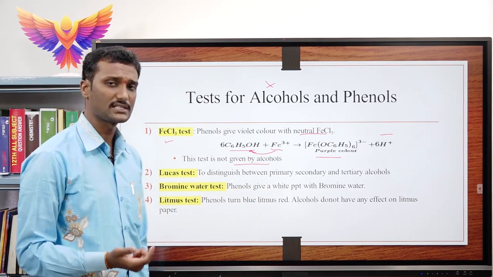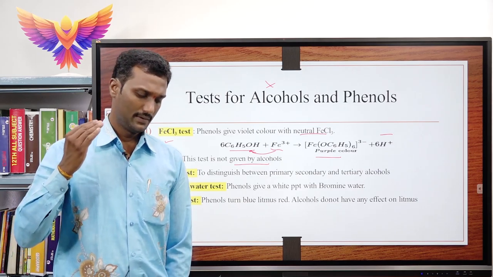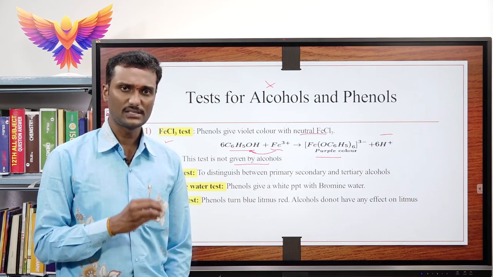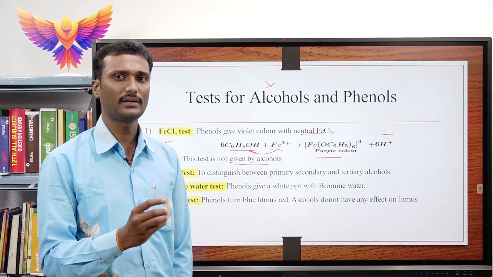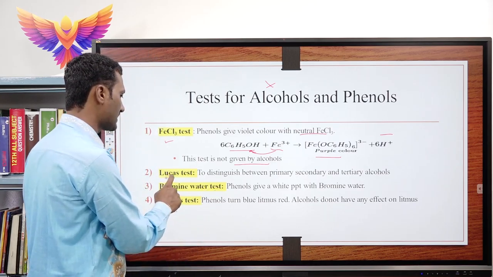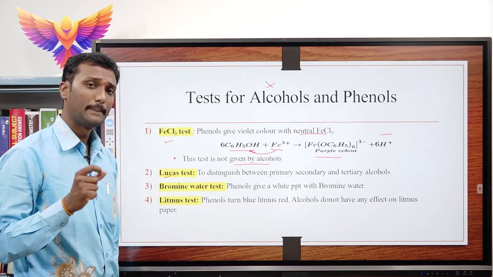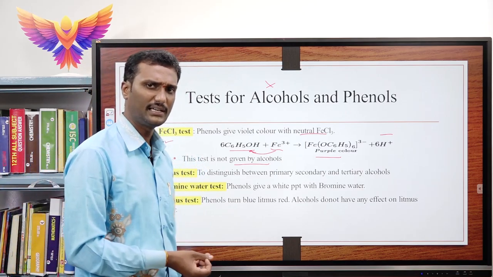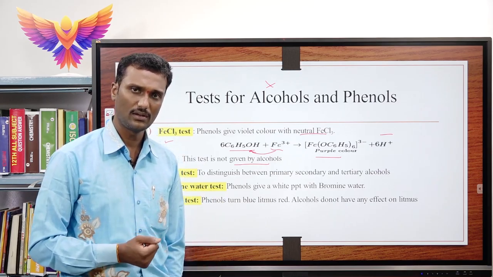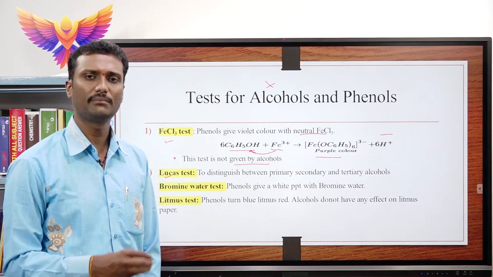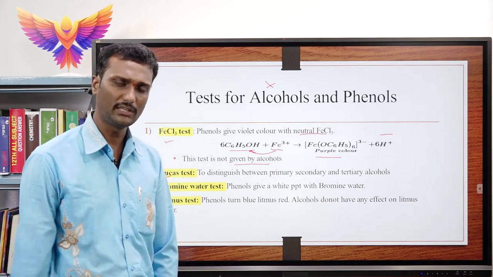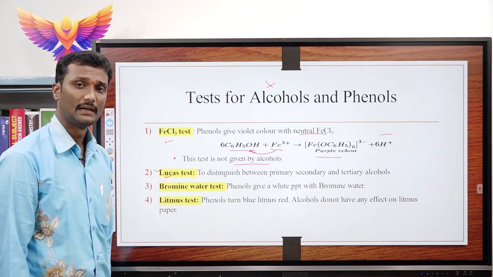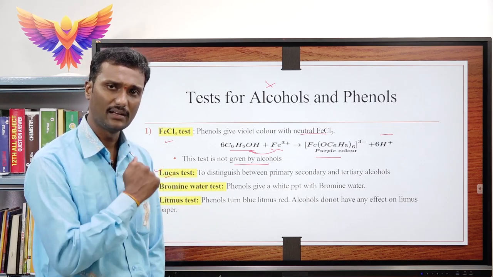And the Lucas test, already we know, is anhydrous zinc chloride plus conc. HCl, am I right? That mixture is the Lucas test, used to identify primary, secondary, and tertiary alcohols. Lucas reagent immediately gives a result with tertiary alcohol, but slowly with secondary, and with primary very, very slowly, meaning primary will not give a result at all.